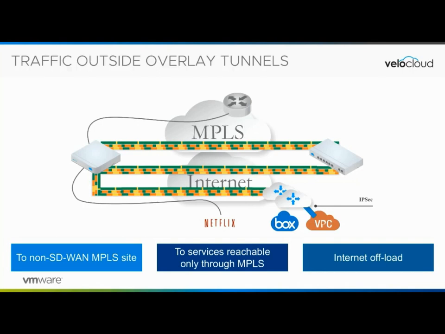Or there could be a second use case where there is only an MPLS site and you want to reach that MPLS site. That's where you will use the underlay network, the MPLS network. You don't want to backhaul all the way to the hub and then go to the MPLS site. You can directly reach the MPLS from the branch site underlay.